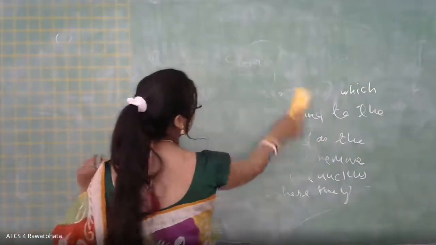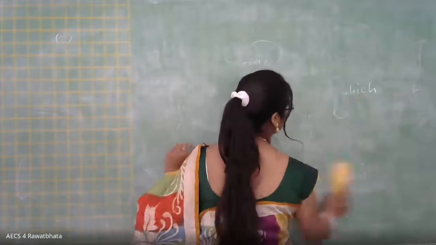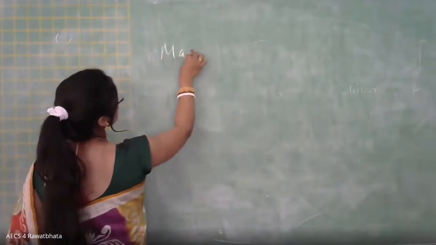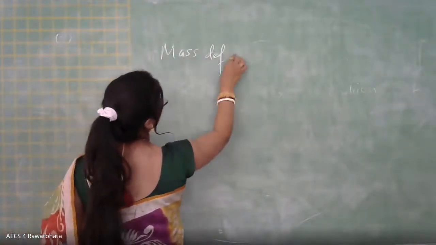Today, at least this part, and the graph of binding energy, is very, very important here. These two we have to discuss today. Anyhow, in this case, let us discuss the mass defect properly.